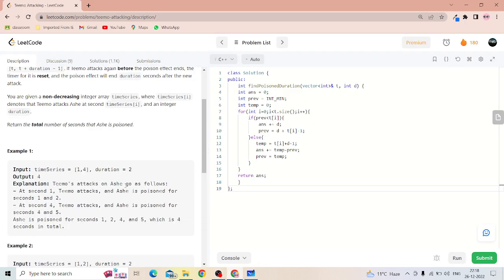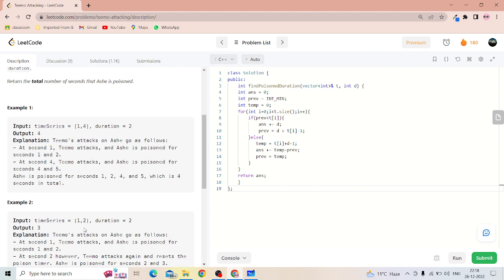Teemo's attacks on Ash go as follows. At second 1, Teemo attacks and Ash is poisoned for seconds 1 and 2. At second 4, Teemo attacks and Ash is poisoned for seconds 4 and 5. So Ash is poisoned for seconds 1, 2, 4 and 5, which is 4 seconds in total. So our answer is 4.